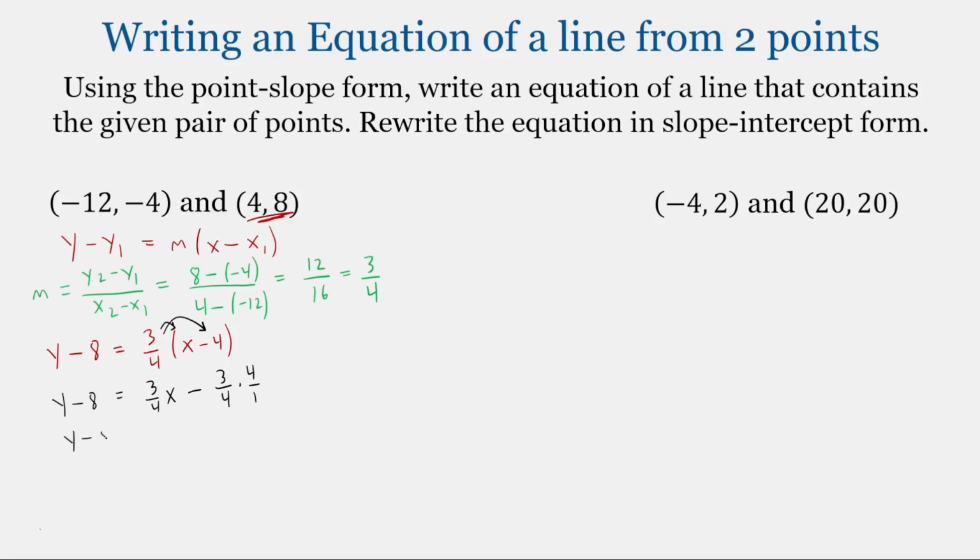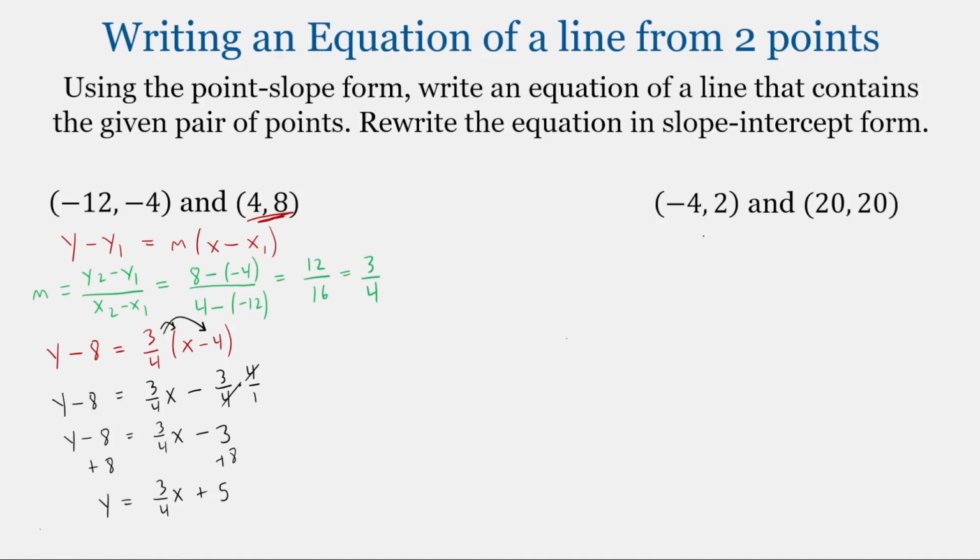So this is y minus 8 equal to 3/4 x. These 4's are going to cancel out. It's going to leave us with 3 over 1, or 3. And then to get rid of this negative 8 on the left, we'll add 8 to both sides. And we end up with y equal to 3/4 x plus 5.